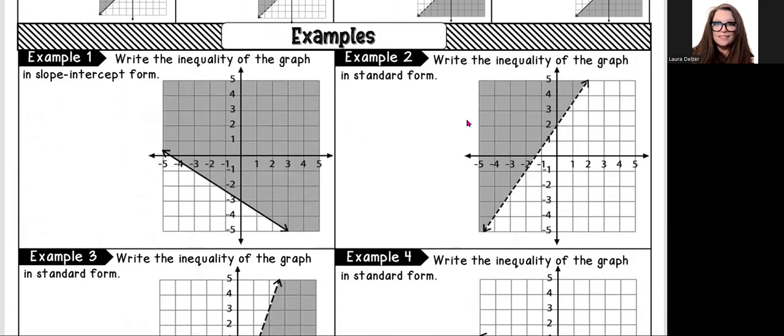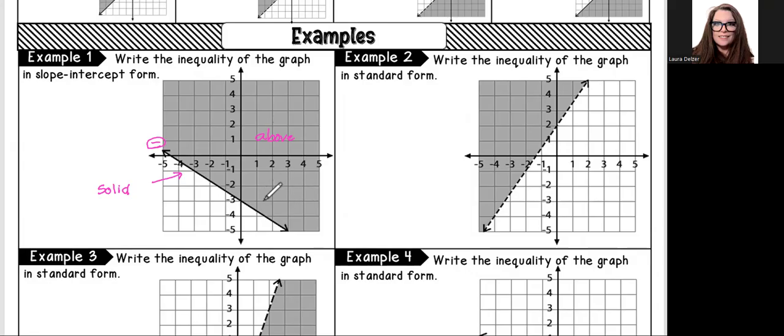All right, let's go ahead and look at this one here. There are several things that I see when I'm looking at this. One of the things is that it is solid. I see that it's going up to the upper left, so it's got a negative slope. And I also see that it is shading above. Those are the three things that I'm noticing immediately.